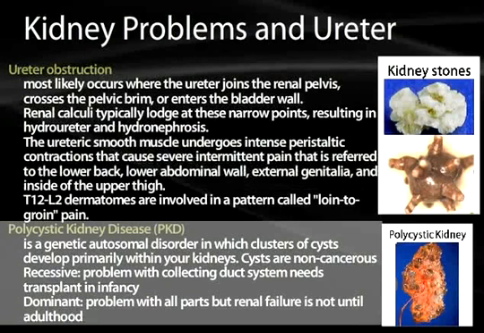Polycystic kidney disease is a genetic autosomal disorder in which clusters of cysts develop on the kidney and will become non-cancerous. However, it also makes the kidney non-functional. The recessive version is a problem with the collecting duct system, and in infancy they will definitely need a kidney transplant or they will die. The dominant is less aggressive and typically doesn't show up with renal failure until adulthood.